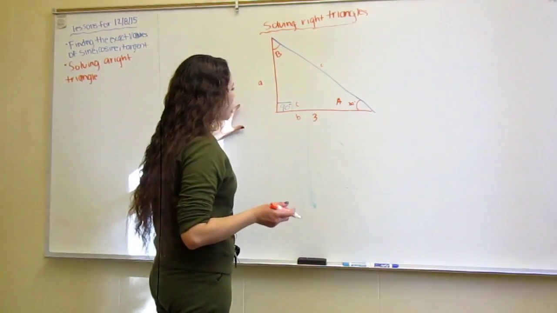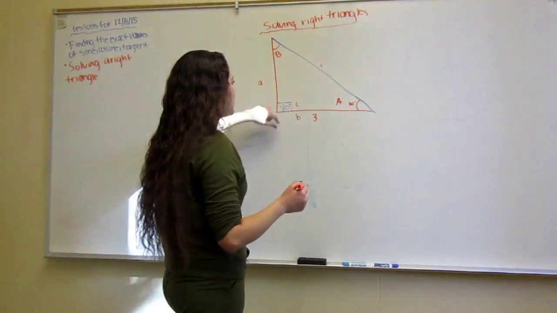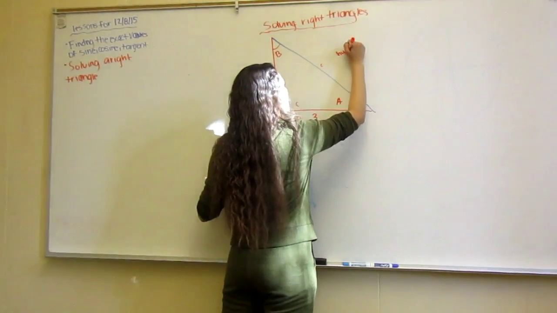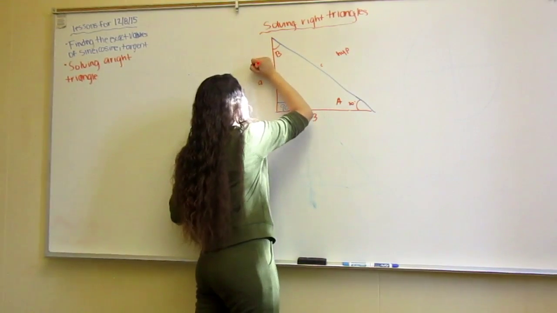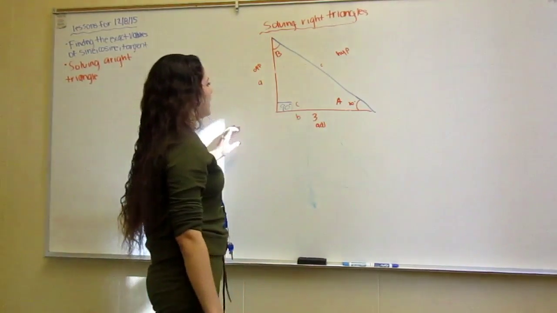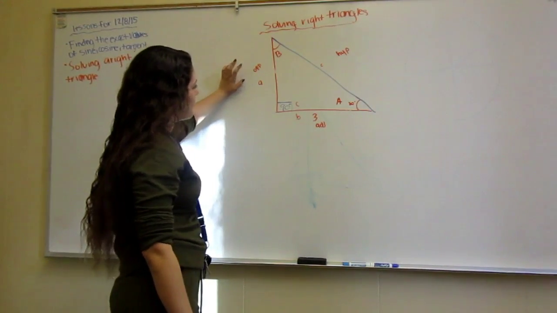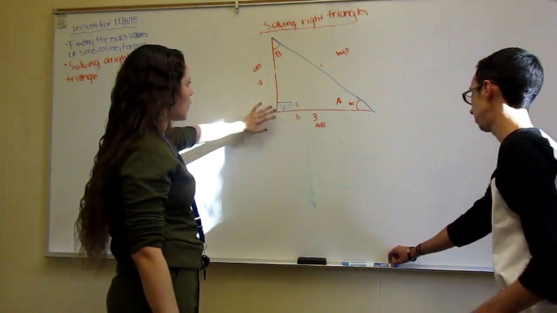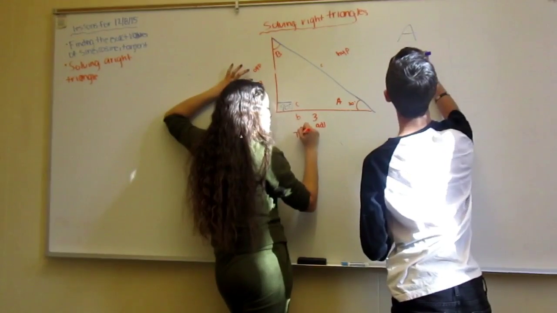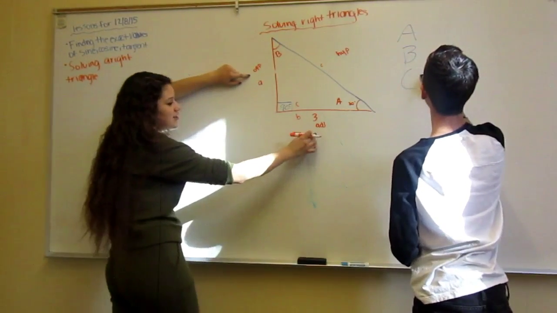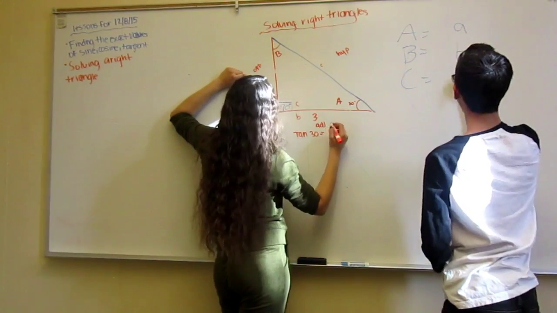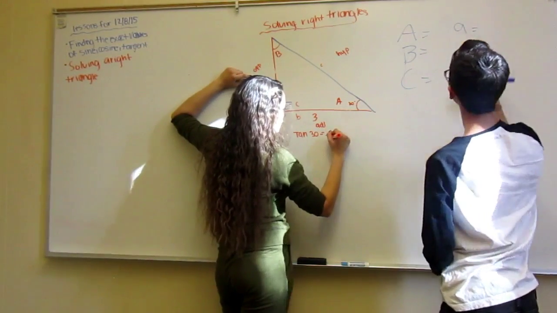Okay, so let's start with the information that we have. First, what I do is I label the triangle. So this is the hypotenuse, and since this one's given to us, this would be opposite, and this would be adjacent. Okay, so far we have enough information to solve for A. So let's go ahead and use tangent, because it's opposite over adjacent, so TOA. So tangent 30 equals A over 3.